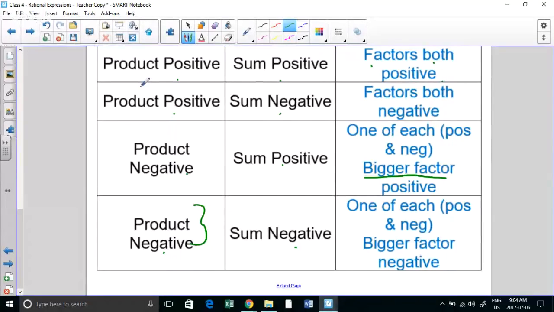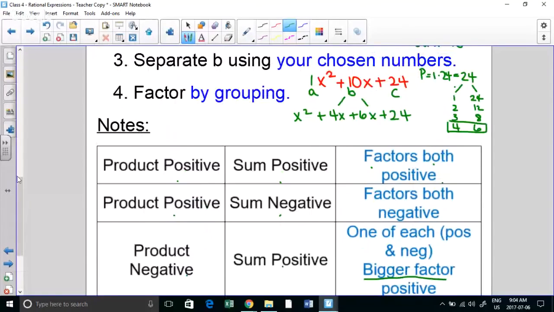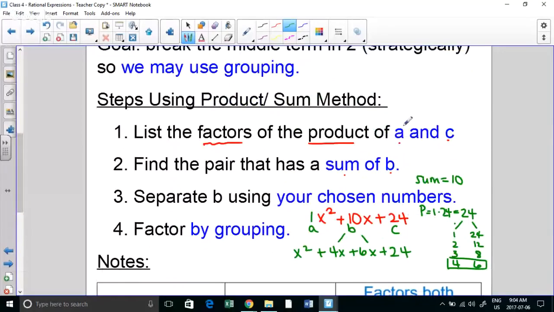Miss? Yes. What's the sum? So what do you mean by product? Like, what's the number that's considered the product? The number that is considered the product is you take A and C and you multiply them. That's your product. Okay, and the sum? The sum is B. The sum is like the 10, right? That you did. The 10. Yeah. Okay.